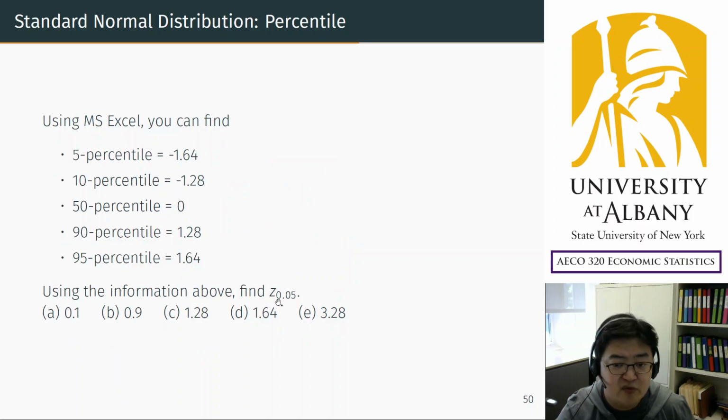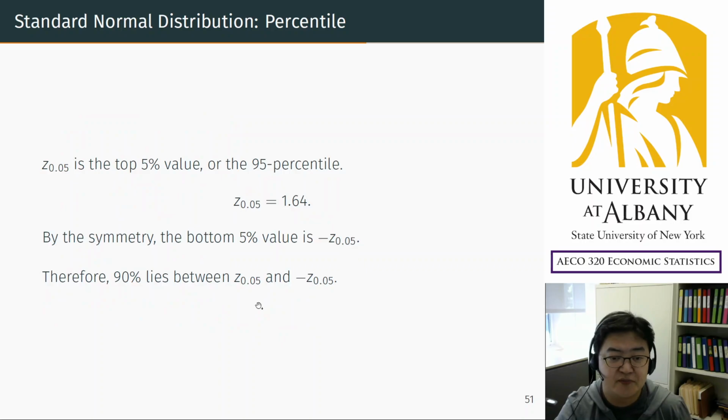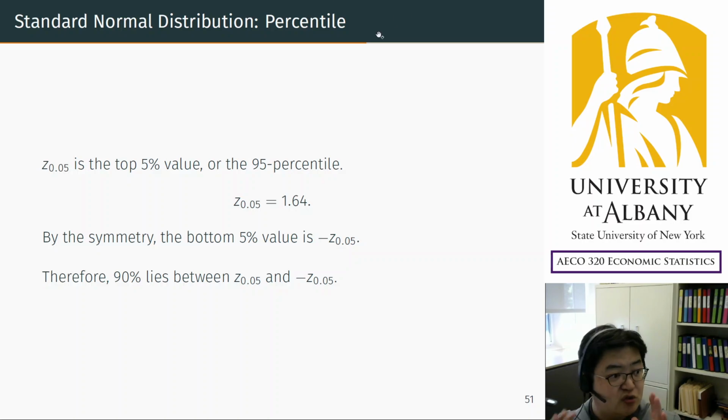So I'm looking for the top 5% value. Then another way you can calculate that is by looking at the bottom 5%, which is minus 1.64. So just drop the negative sign. That will become the top 5% value. So anyways, you may use the 95 percentile or the bottom 5 percentile. So the answer is 1.64. It doesn't matter what you use, but you should understand at least one of the two approaches, using the symmetry or using the CDF.